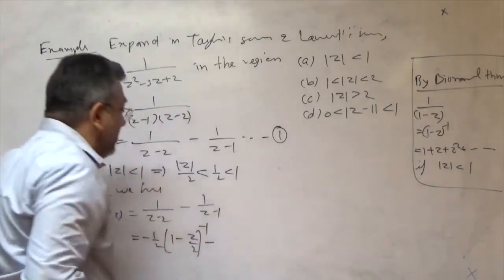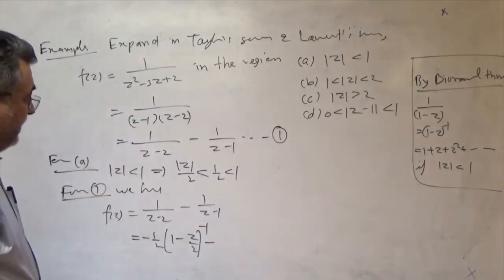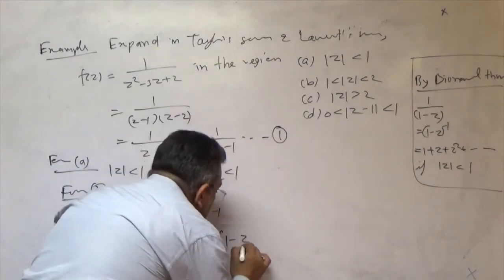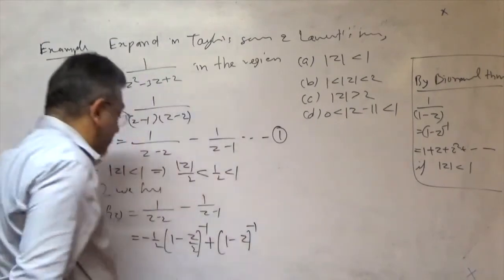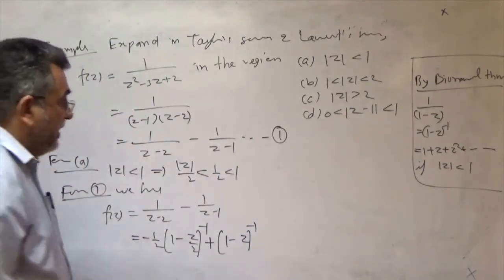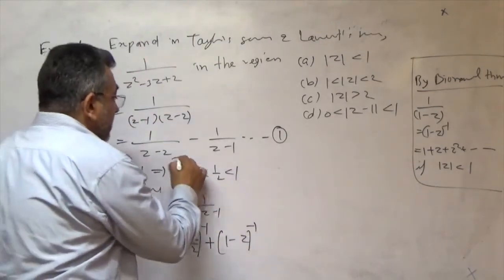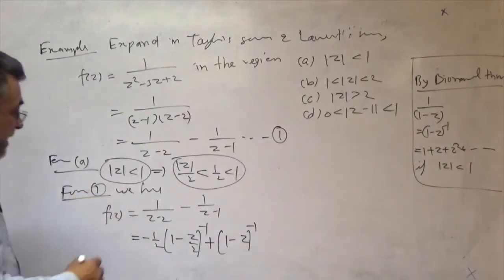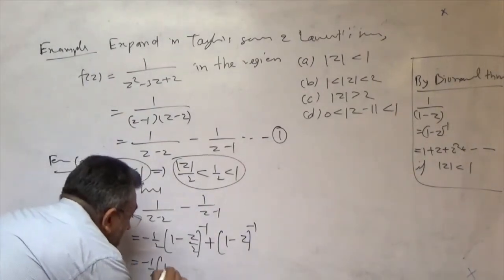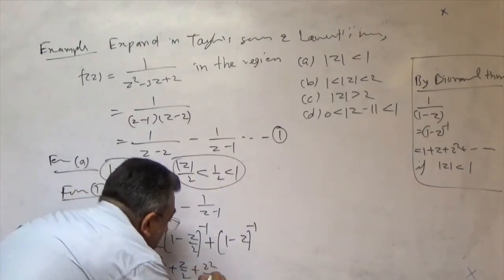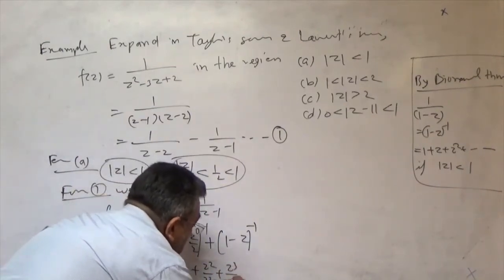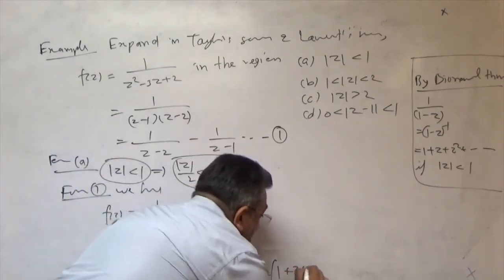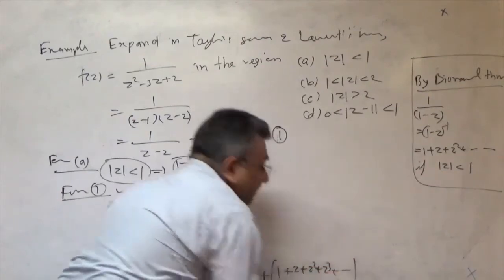Here we take simply minus 1, that is plus 1, and this is (1 minus z) to power minus 1. Now here mod z minus 2 is less than 1 and mod z is less than 1. So by binomial theorem, we can expand this: minus 1 by 2, (1 plus z by 2 plus z square by 2 square plus z cube by 2 cube and so on). In second bracket, all terms again positive, 1 plus z square plus z cube plus 1.